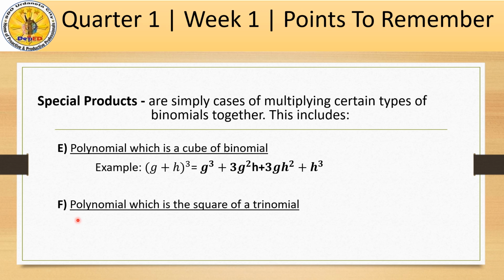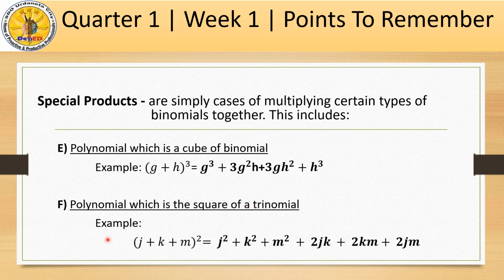Letter F. Polynomial, which is the square of a trinomial. Example, the quantity j plus k plus m closed quantity square is equal to, you are going to square this trinomial, no? J plus k plus m multiplied by j plus k plus m. That is the expanded form.